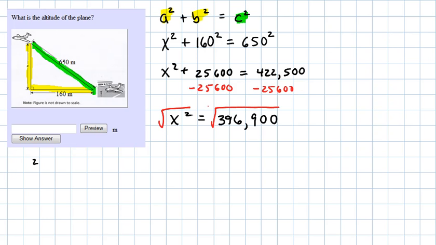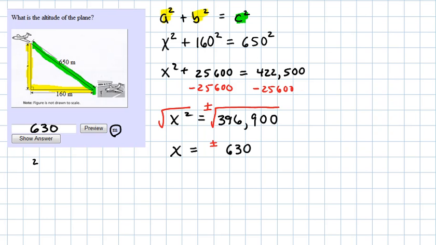Remember, when we take the square root of the right-hand side, we end up with two answers. And this one happened to come out evenly. x is equal to plus or minus the square root of that, which turns out to be 630. Now there are two answers, plus 630 and minus 630. The minus 630 doesn't make sense for this problem, so the final answer should be 630 meters.